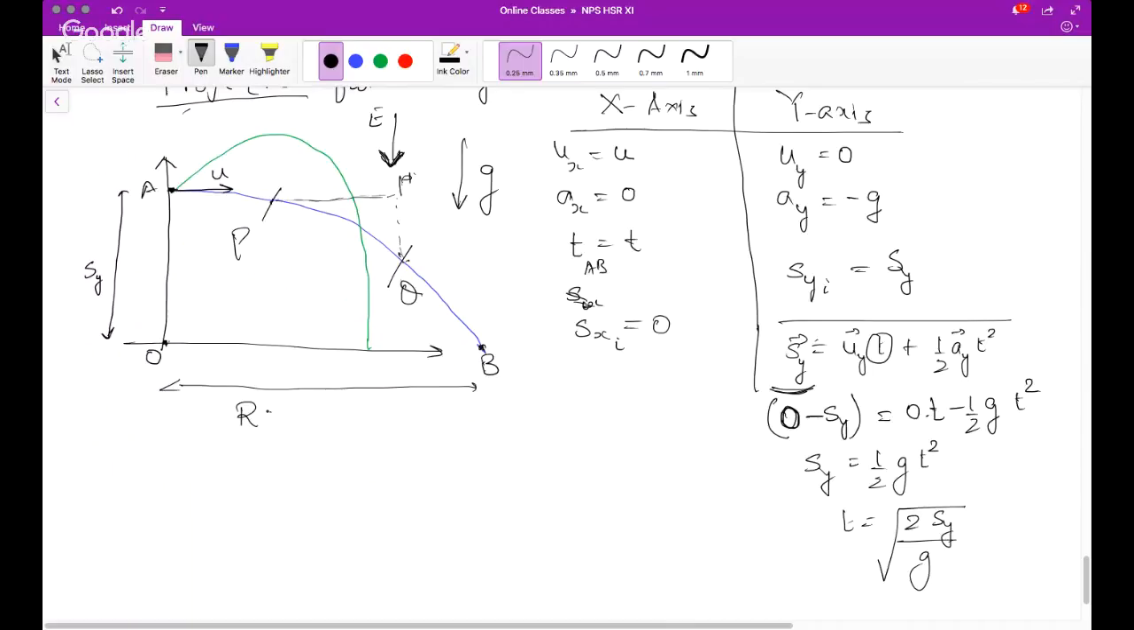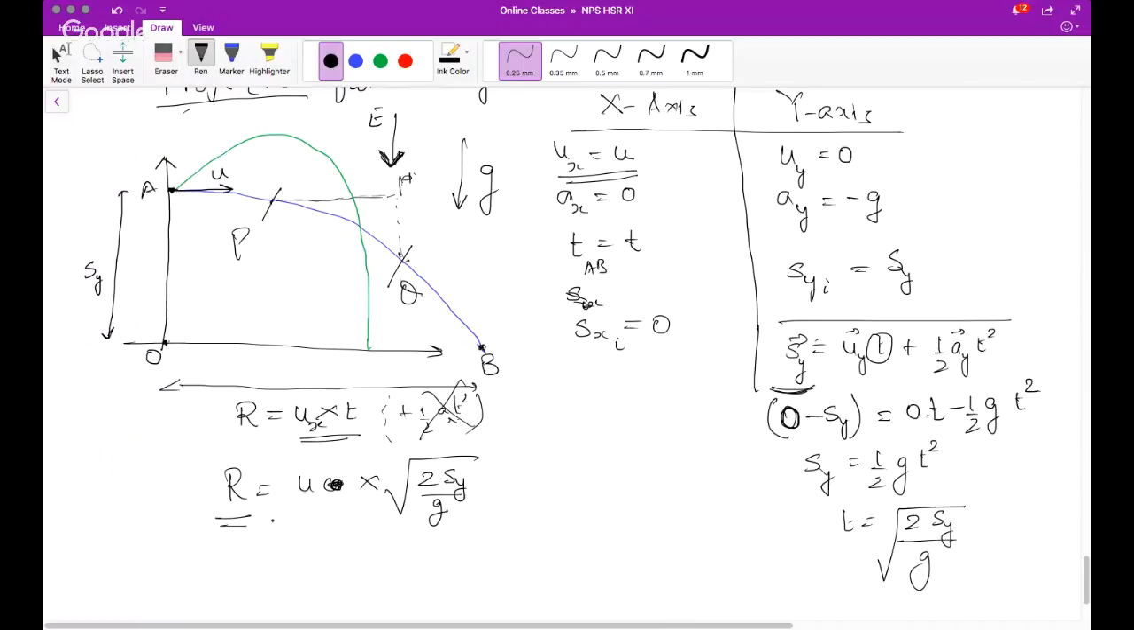What is R here? R is nothing but Ux into time t, because there is no acceleration in this direction. Ideally there has to be plus half Ax t square, but this term is 0, because Ax itself is 0. So it is reduced to Uxt only. Ux is u cos theta, but there is no theta here, so Ux was u. So you'll simply write R equals u into the square root of 2Sy by g. Whatever Sy is, you find that out, and you can find R.